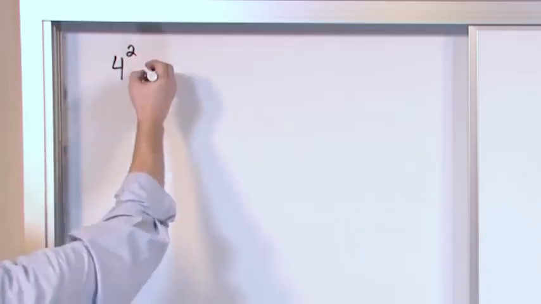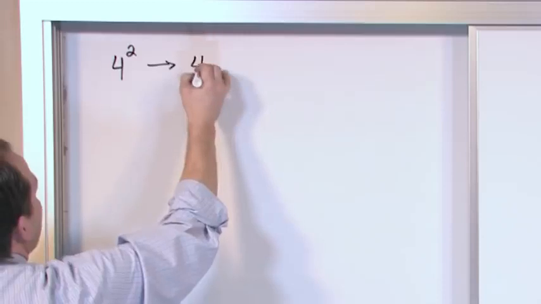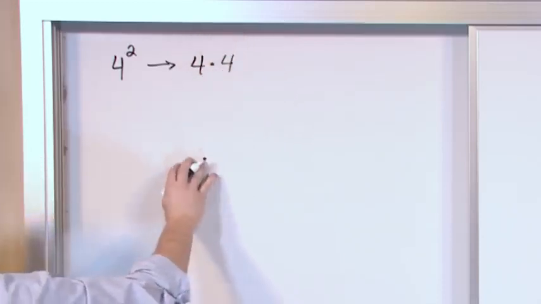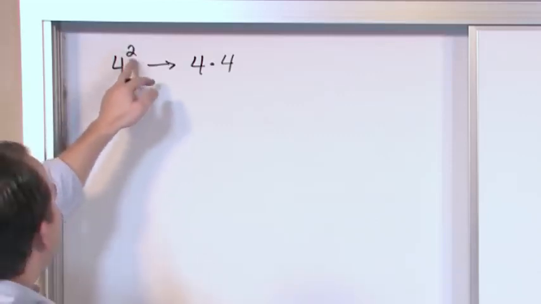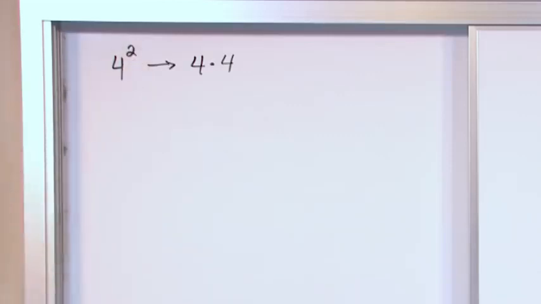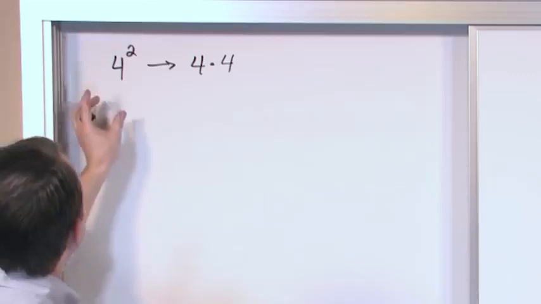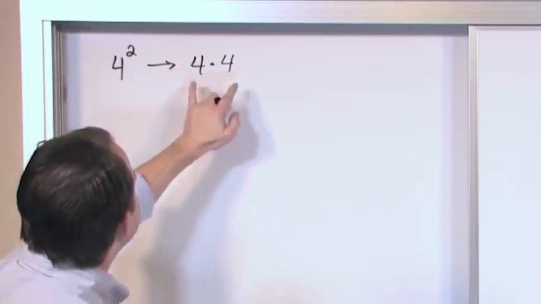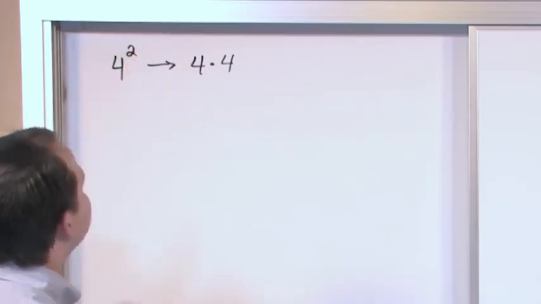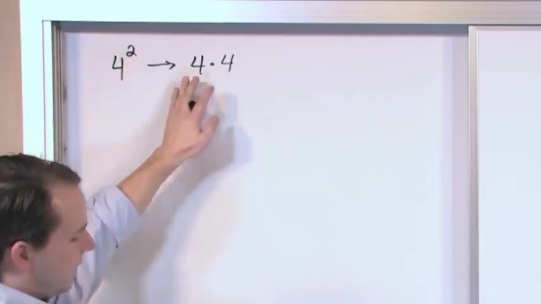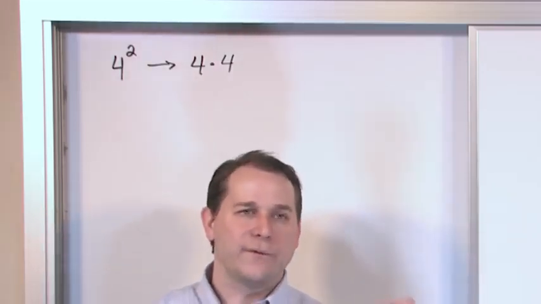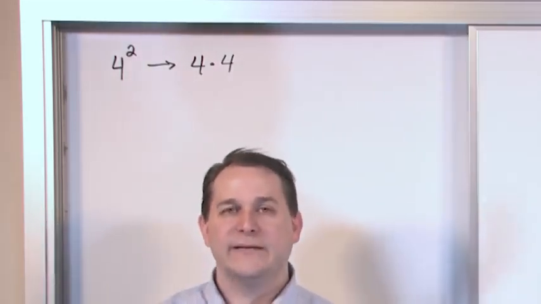And it's a shorthand way of writing this: 4 times 4, where the dot is times. So we call this 4 squared. Anytime you see a 2 up there, it means squared. It just means that you take the bottom number and multiply it by itself as many times as is indicated in the exponent. So it's 4 times 4, and 4 times 4 is 16. So 4 squared, or 4 raised to the power of 2, is 16.